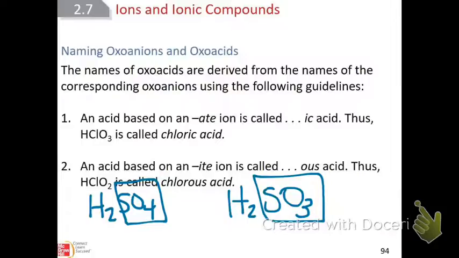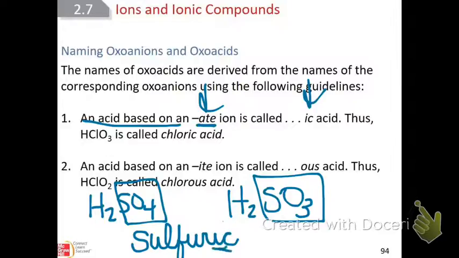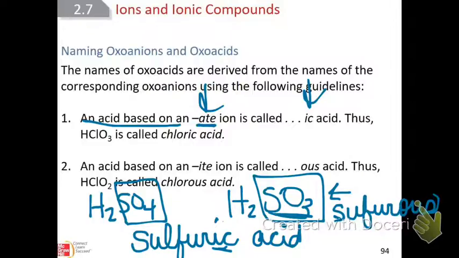And if you were to name these 2 using these directions right here, for acids based on the ATE, you change the ATE to IC. You do not use the word hydro when it's got a polyatomic. So this hydrogen sulfate becomes, you change sulfate to sulfuric. ATE turns to IC, and then you write the word acid. And this is sulfite, so this one right here becomes sulfurous. ITE becomes OUS, sulfurous acid. And you do not put that word hydro on it. Okay?